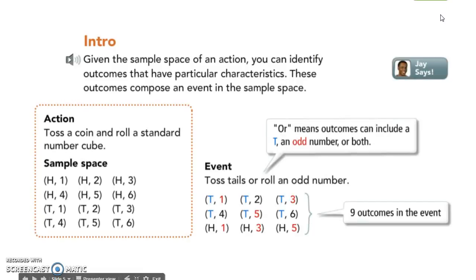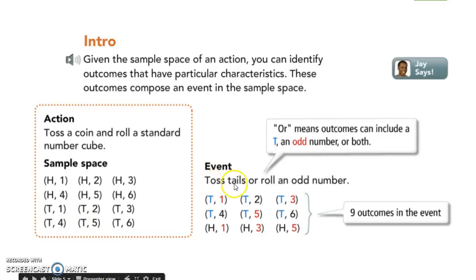Okay, given the sample space of an action, you can identify outcomes that have particular characteristics. These outcomes compose an event in the sample space. So, in the sample space that we've already learned how to list out, here's the sample space over here. If we toss a coin and then roll a standard number cube, these are all the possible outcomes, heads or tails, and then 1 through 6.